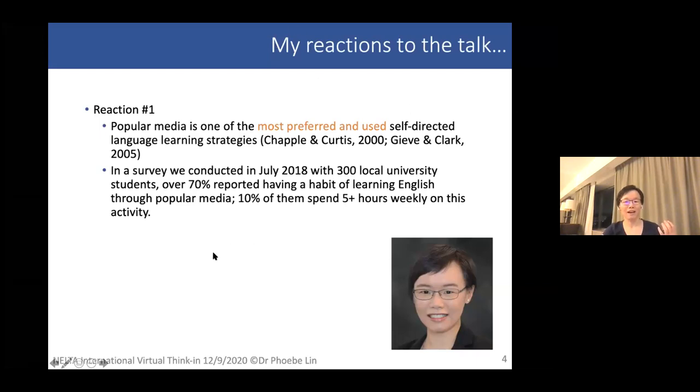Number 1. Professor Krashen talked about the importance of reading for language learning, but in Hong Kong, for example, learners actually prefer popular media like English videos or English songs to reading. In a survey that I did in 2018, I asked 300 local Hong Kong students what they do to learn English outside of the classroom. 70% of them told me that they prefer to learn English through popular media. And 10% of them even spend 5 or more hours on this activity.